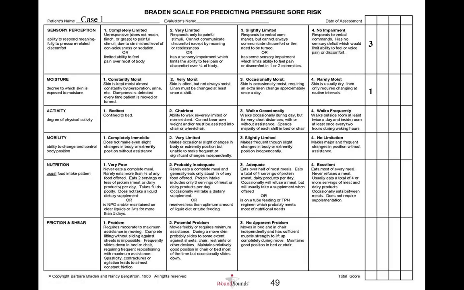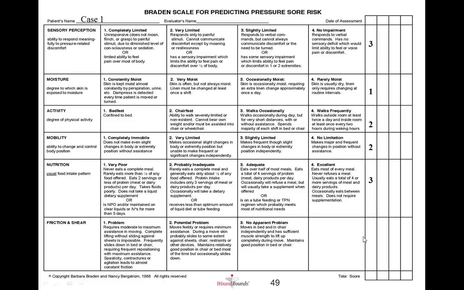Because she generally eats 50% of each meal and typically takes her evening snack with prompting, under the category of nutrition, we're going to score her as a 3. If we go back up to activity, because she's chair-bound, we're going to score her as a 2. And she relies on staff for mobility. So again, we're going to score her as a 2 and very limited.